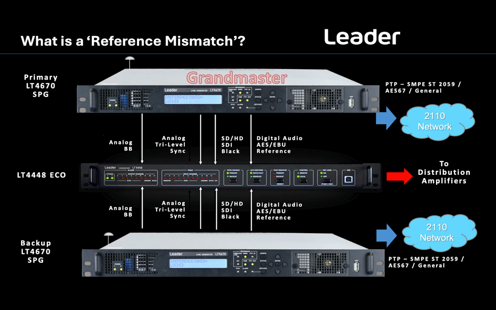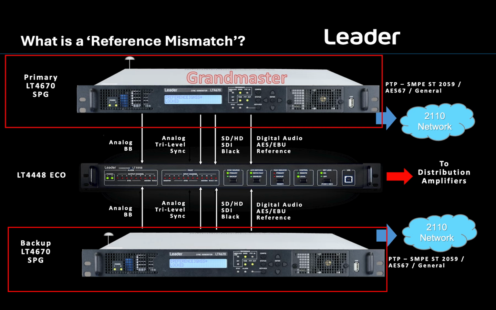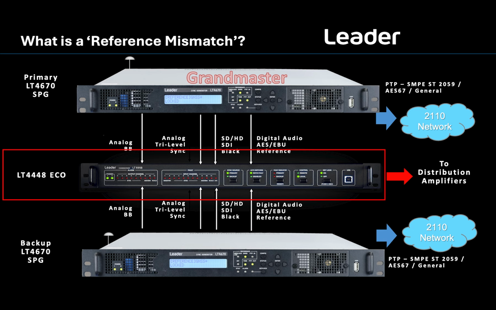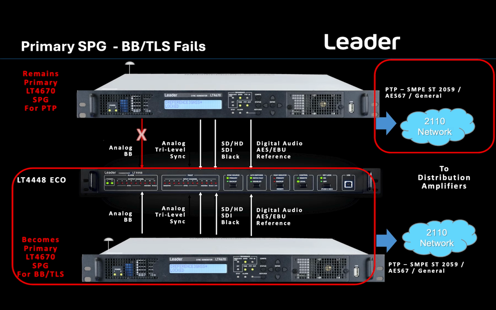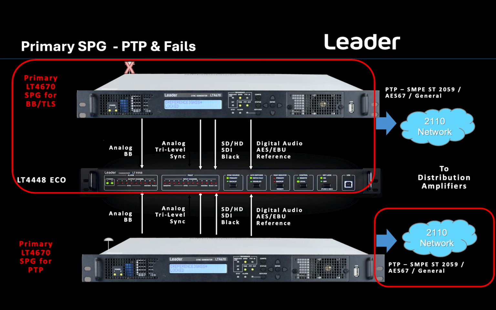In larger systems that employ redundant LT4670 units in combination with an LT4448 Emergency Changeover Unit, additional failure scenarios can arise. These can introduce conditions where the black and burst, tri-level sync, and PTP reference sources end up coming from different LT4670s, causing reference signals to drift out of alignment, resulting in a reference mismatch.